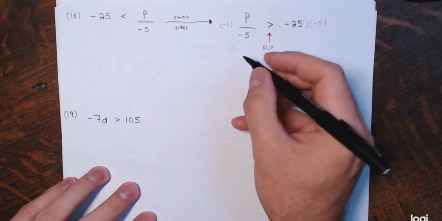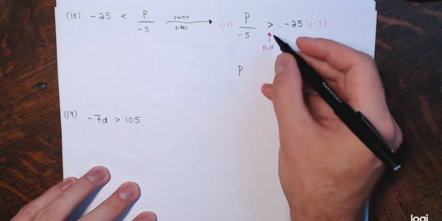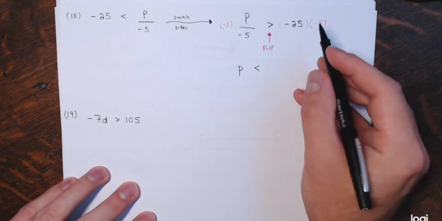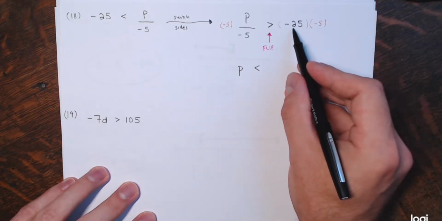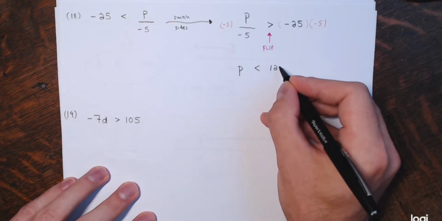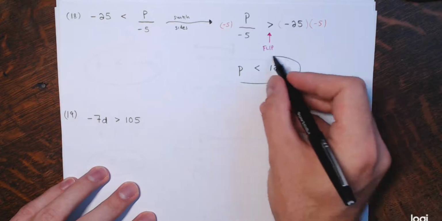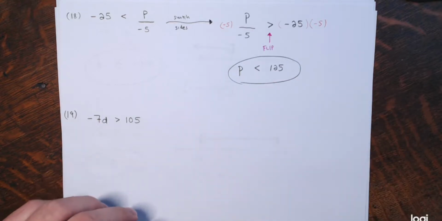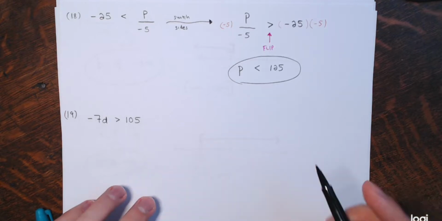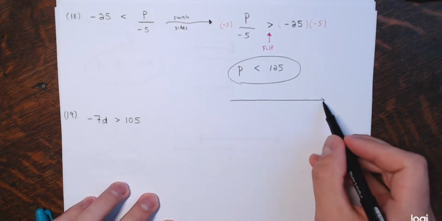Then over here I have p is now less than, right? This is greater than becomes is less than. And then a negative times a negative is a positive, right? 5 times 25 is 125, right? This is positive 125, and there's a description of all the solutions of this inequality. Every number less than 125, and then graph this on a number line.